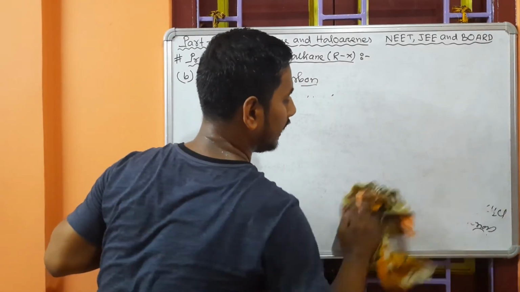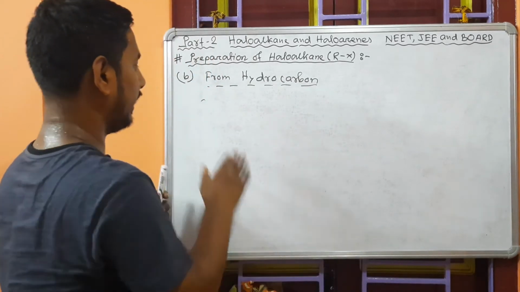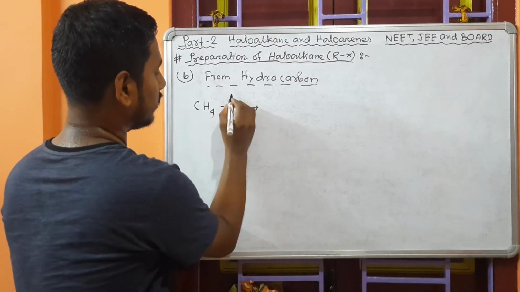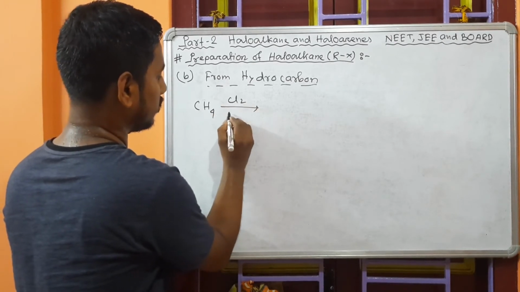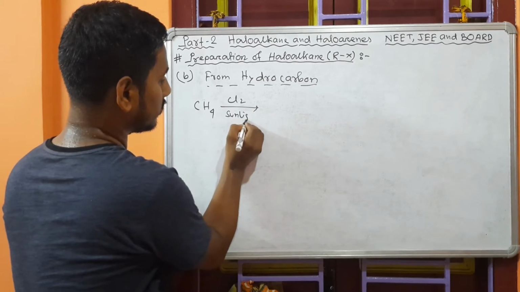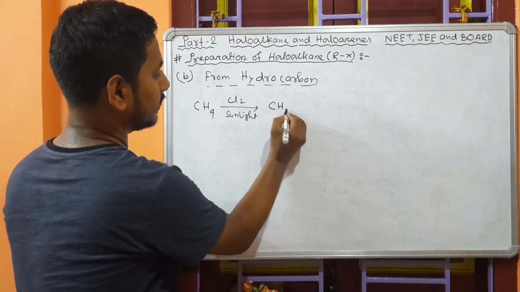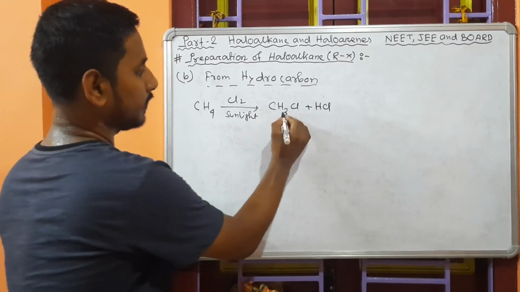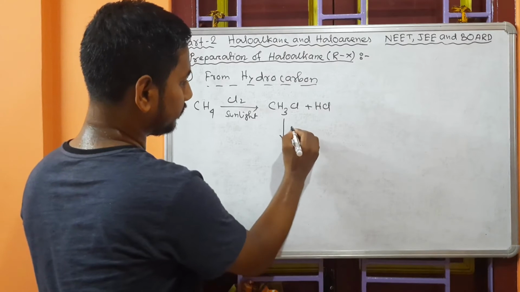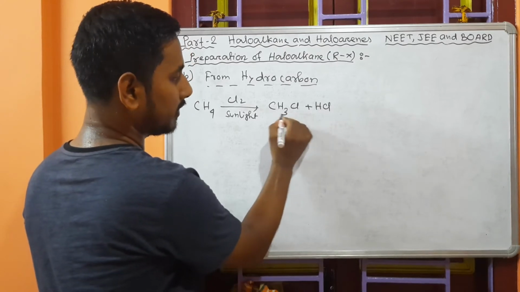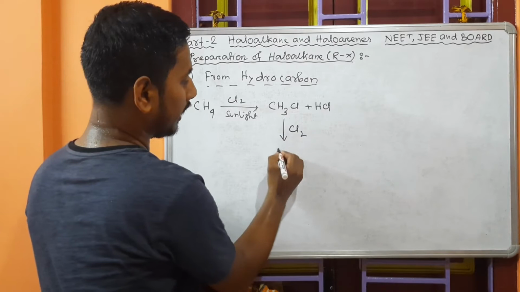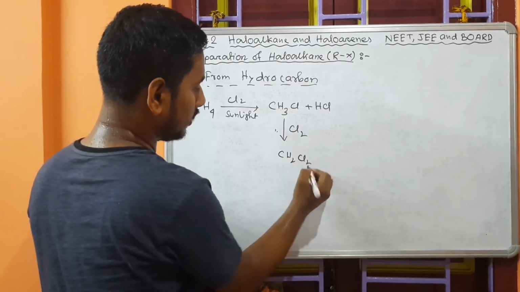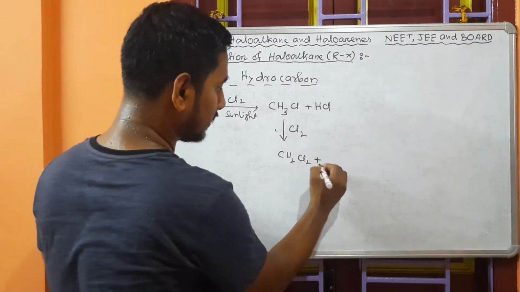if you have methane, CH4, and you react with Cl2 in presence of sunlight, first of all you get CH3Cl plus HCl as byproduct. This is methyl chloride, you remember CH3Cl is methyl chloride, and when again you react with chlorine in presence of sunlight, then again you get CH2Cl2, dichloromethane, plus HCl.